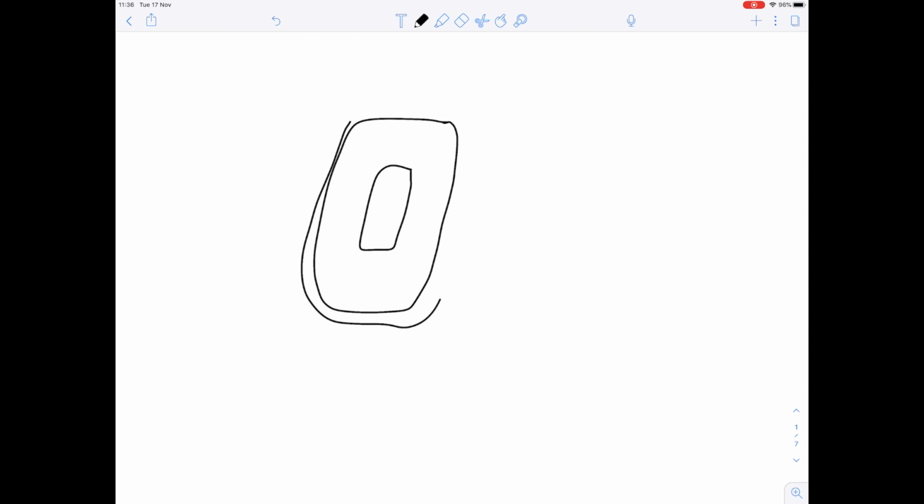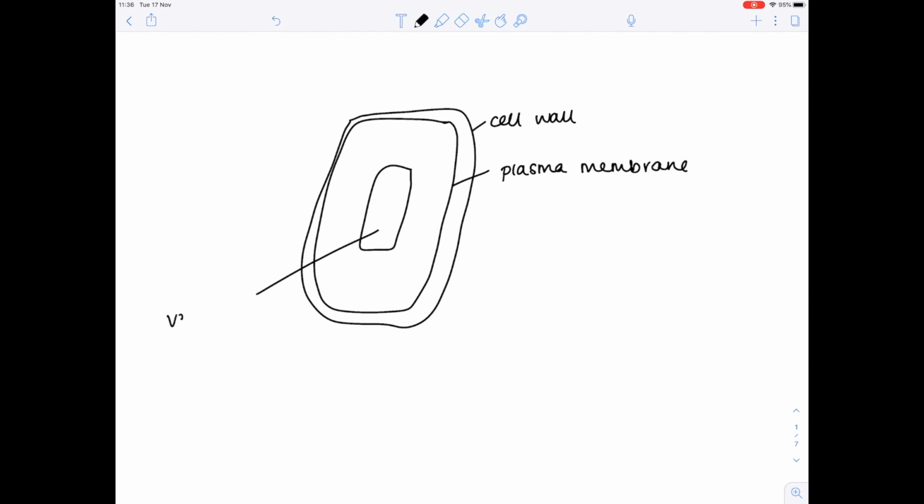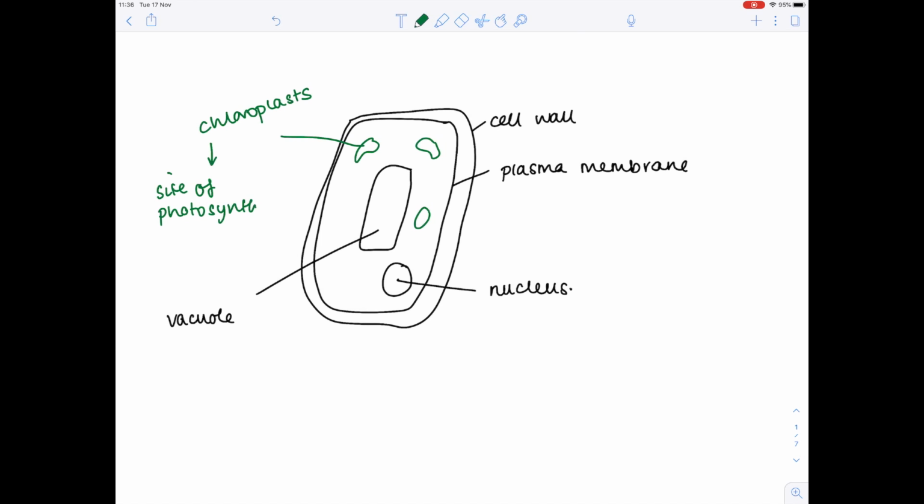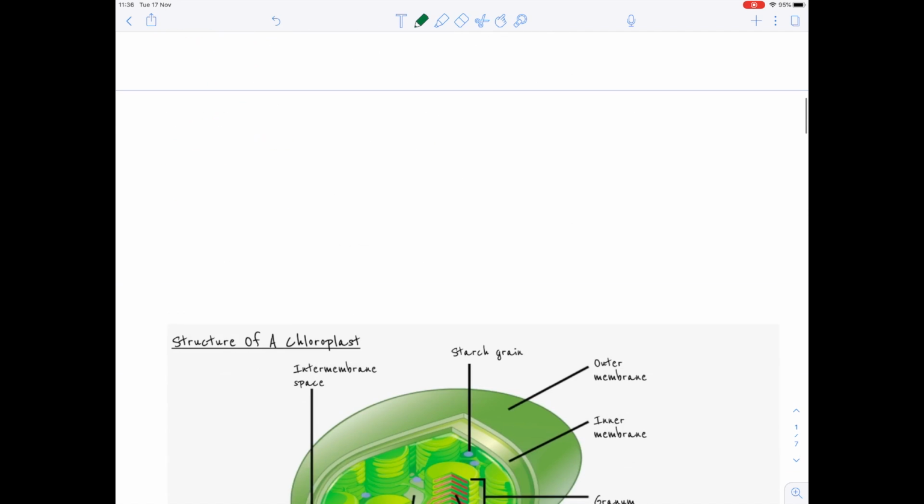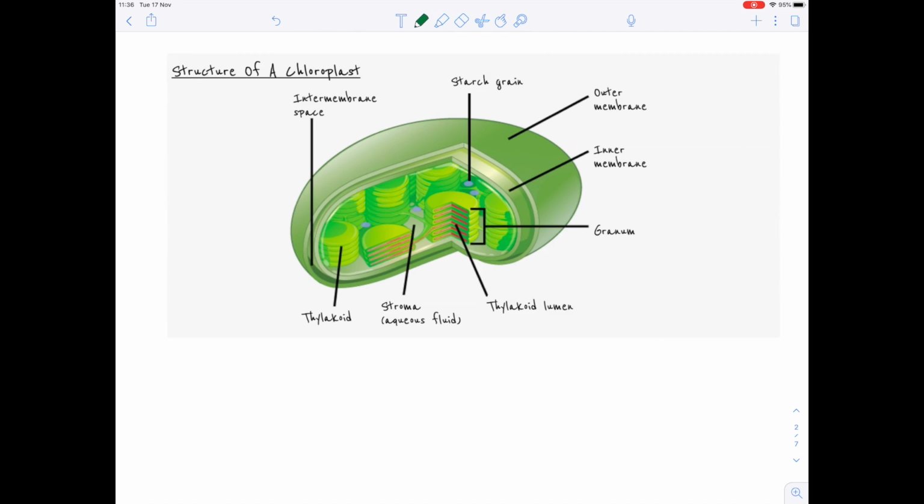Remember, it has a cell wall made of cellulose, plasma membrane, a permanent vacuole, and a nucleus. Crucially, it has green structures known as chloroplasts, and these are the site of photosynthesis. And if we take a closer look at those chloroplasts, we can see that they're quite complex organelles. I'm going to talk through their structure and explain how their structure is related to their function.